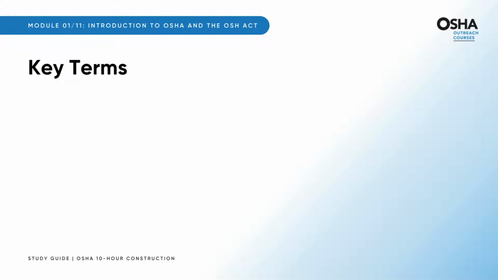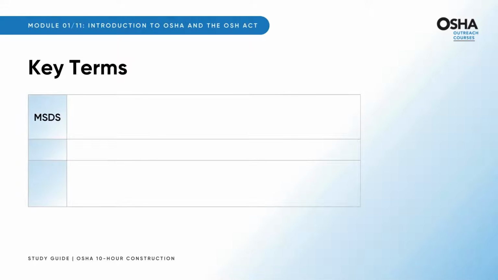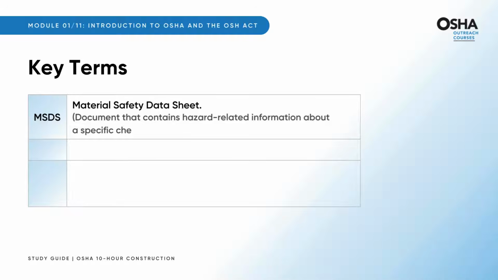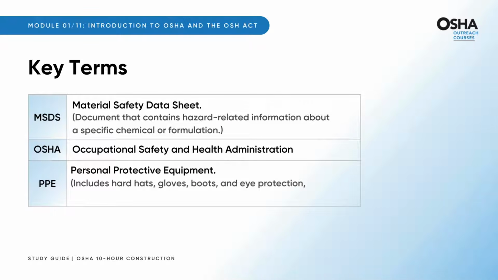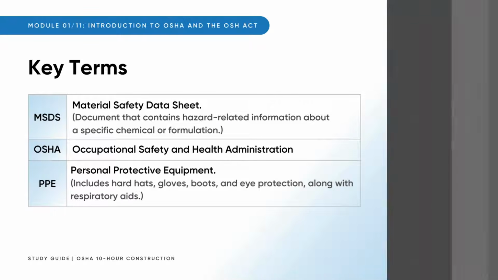Let's see important key terms. MSDS, the Material Safety Data Sheet, is a document that contains hazard-related information about a specific chemical or formulation. OSHA, the Occupational Safety and Health Administration. PPE, the personal protective equipment, includes hard hats, gloves, boots, and eye protection, along with respiratory aids.